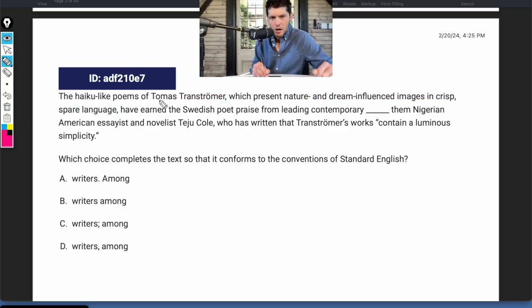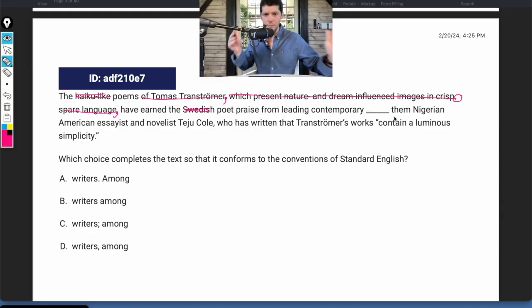So we have these two commas. These two commas are a parenthetical set of commas, right? By the way, this little comma is just separating two adjectives that describe the language, right? I have this prepositional phrase which adds to the idea, the haiku-like poems of Thomas Tranströmer, but I could just say the haiku-like poems. I mean, I could really just say the poems. And the poems have earned, right? Who or what have earned the poet praise? The poems have earned, again, crossing off extra language, the poet praise from leading contemporary writers.